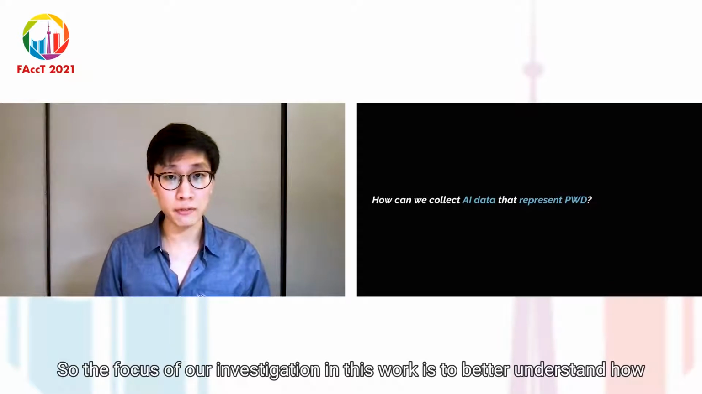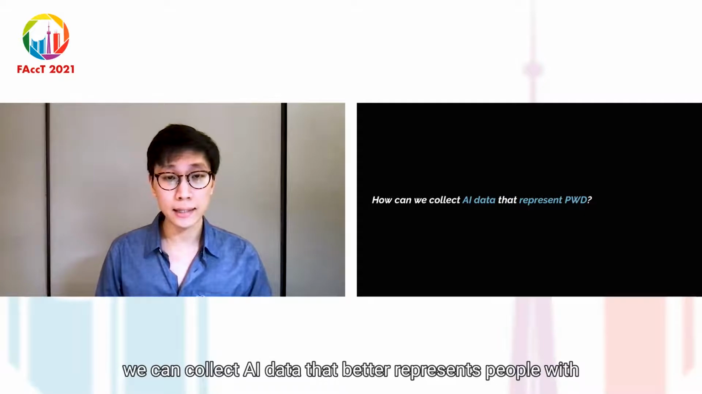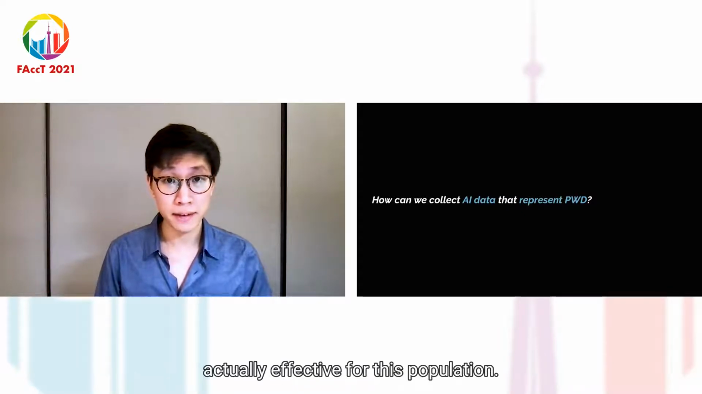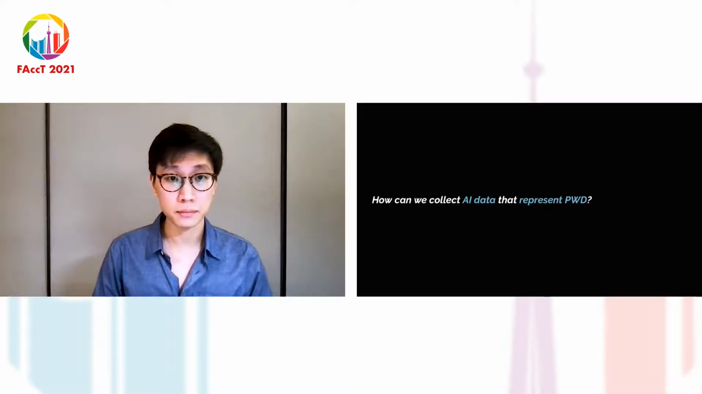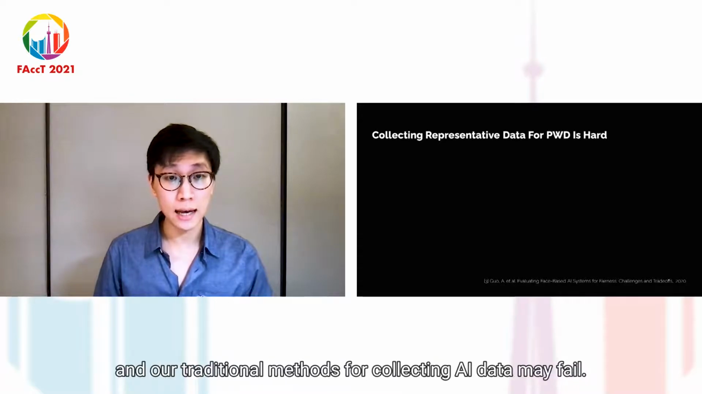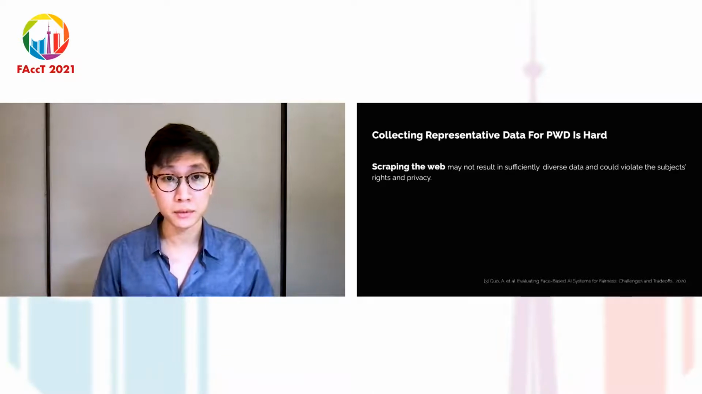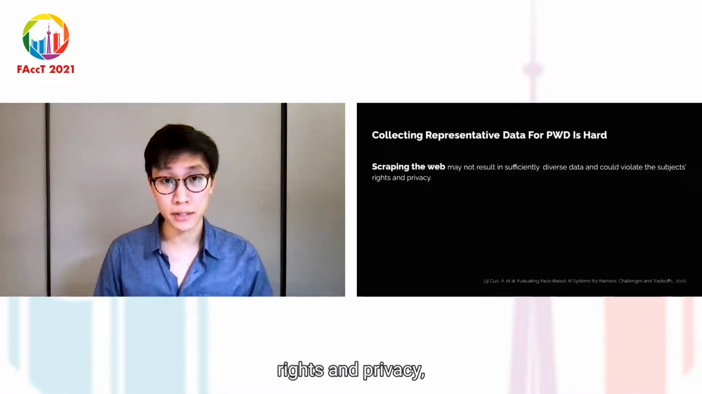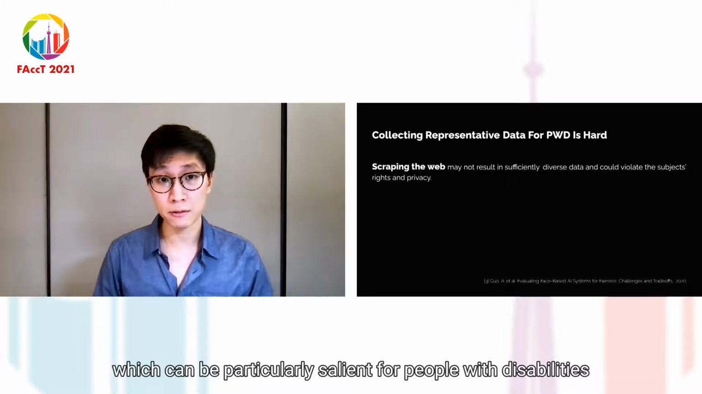So the focus of our investigation in this work is to better understand how we can collect AI data that better represent people with disabilities, so we can support building AI applications that are actually effective for this population. But it is worth noting that this can be a challenging task, and our traditional methods for collecting AI data may fail. First, scraping the web may not result in sufficiently diverse data and could also violate the subject's rights and privacy, which can be particularly salient for people with disabilities.